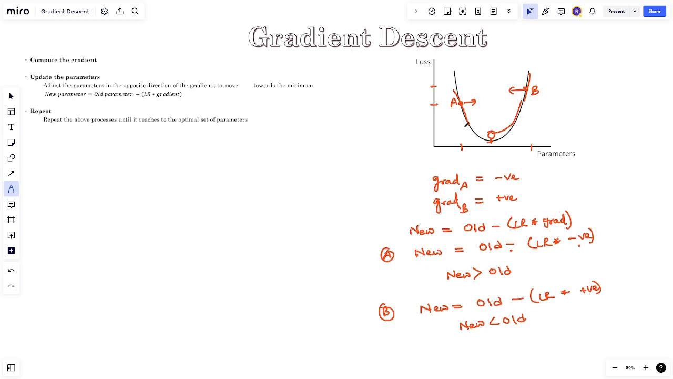So this is how the gradient descent algorithm works. And then we will repeat this process until we reach a satisfactory loss value.